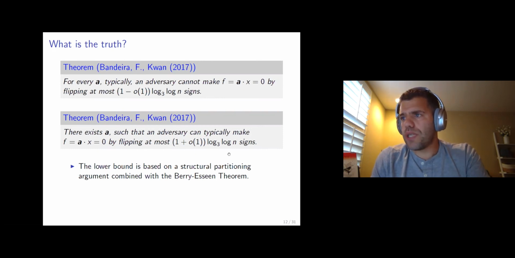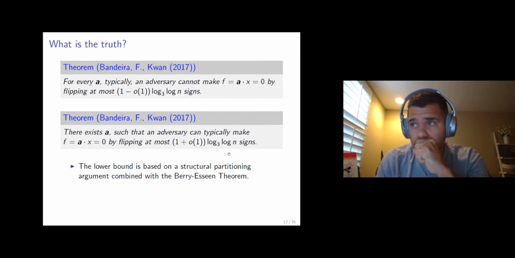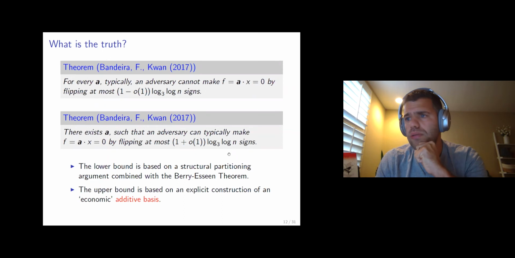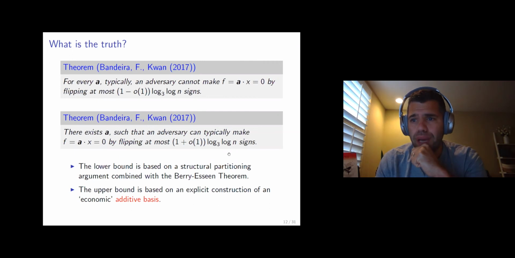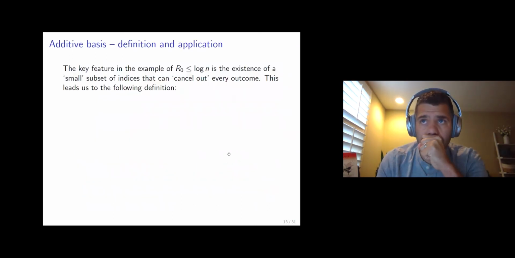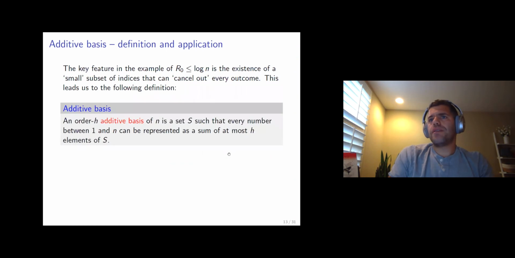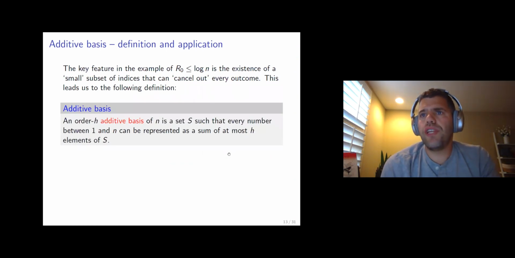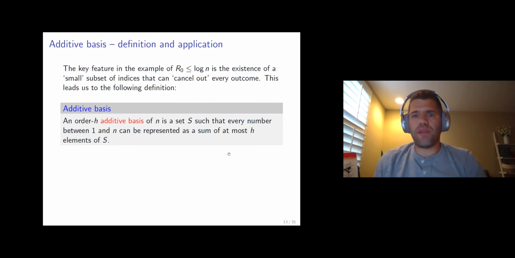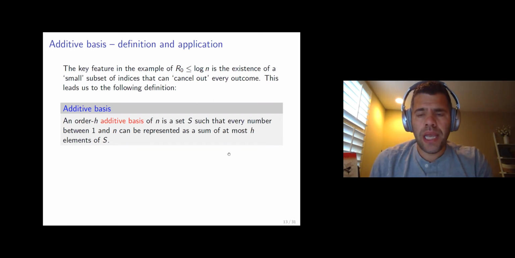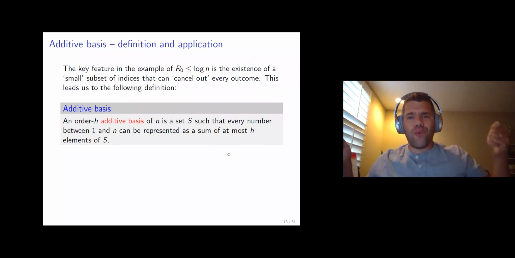The lower bound is based on a structural partitioning argument combined with the Berry-Esseen theorem. And the upper bound is interesting by its own. It's based on an explicit construction of what we call an economic additive basis. And I remind you what an additive basis is. This is the definition: an order H additive basis of n is a set S such that every number between 1 and n can be represented as a sum of at most H elements of S. And when I say the word economic, I mean that the sum of squares is very small.